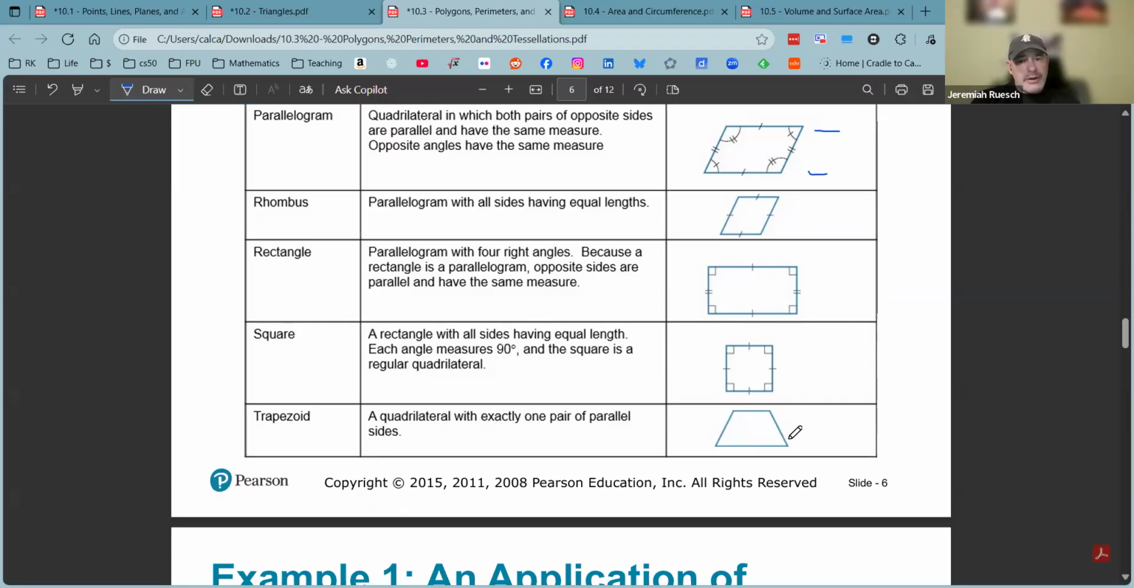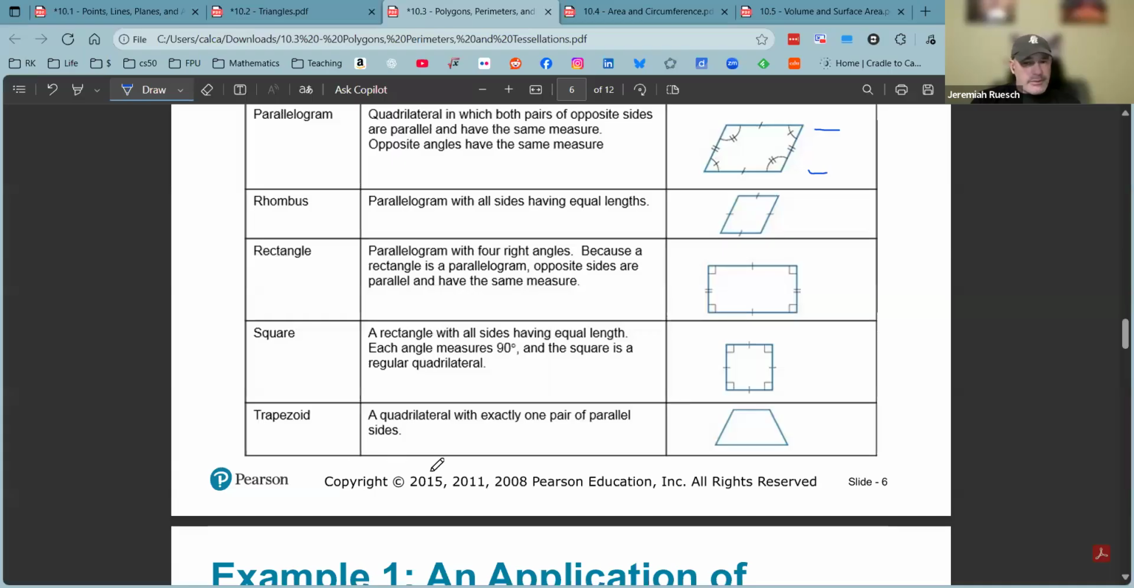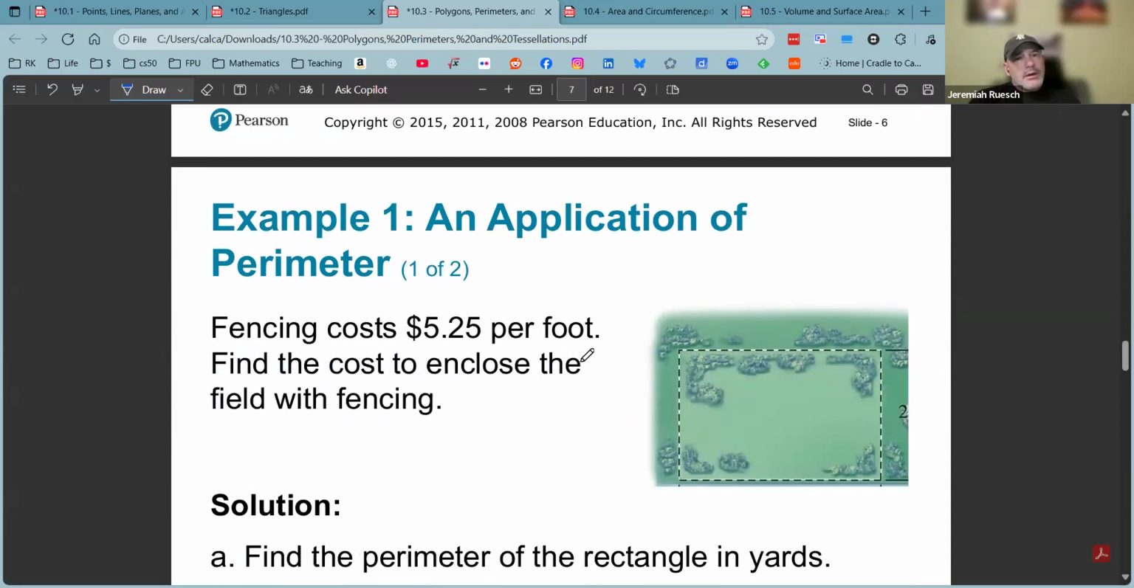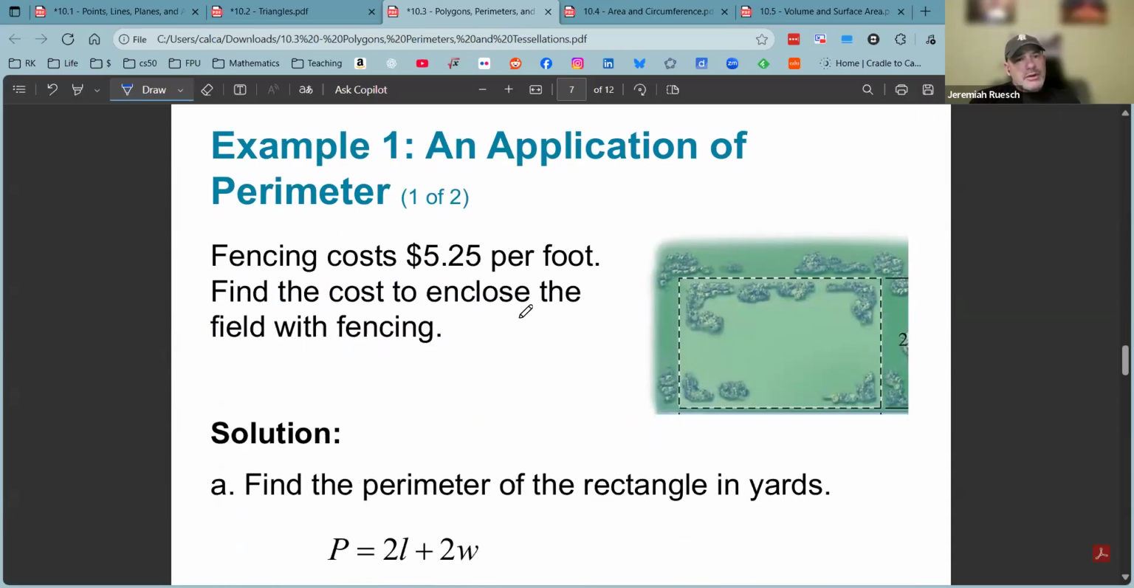So notice the top and the bottom are parallel, but the sides here are not parallel. So that's a trapezoid. This geometry happens a lot in construction. All right, example one, an application of a perimeter.